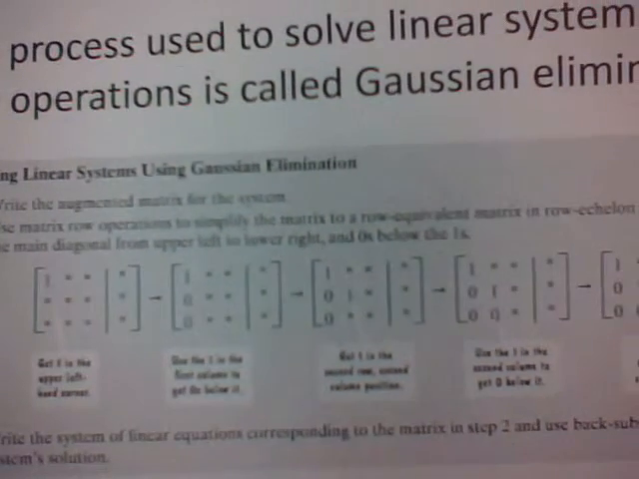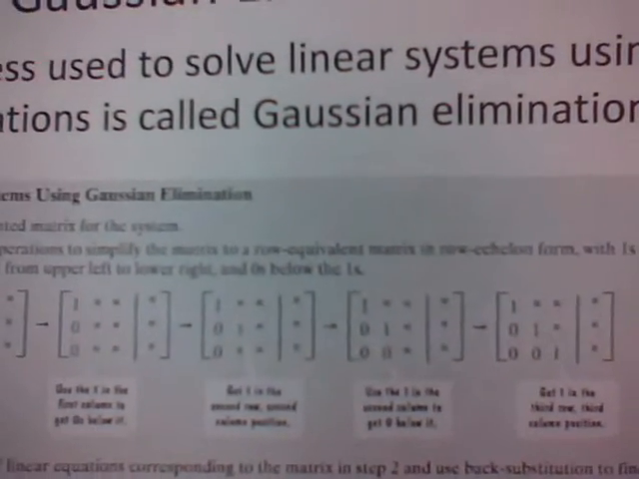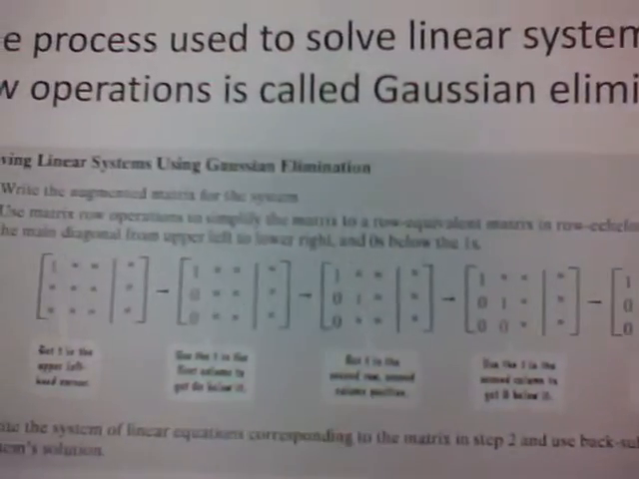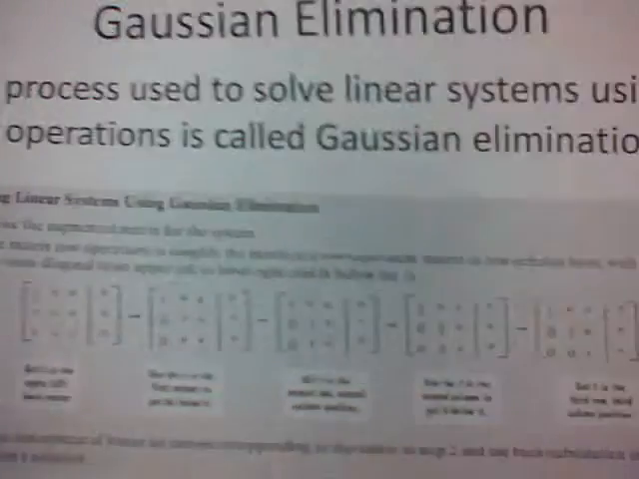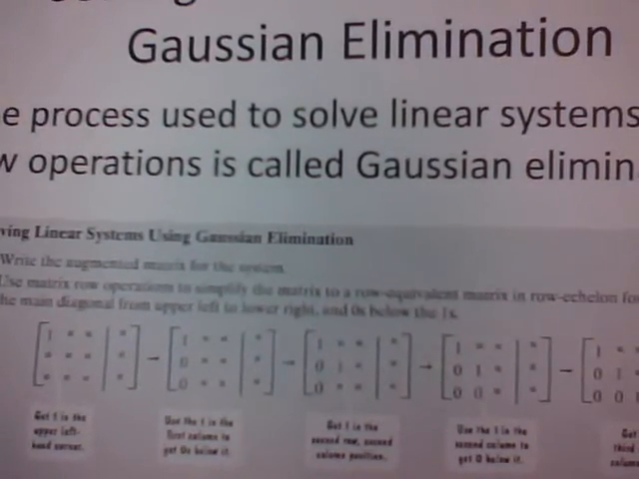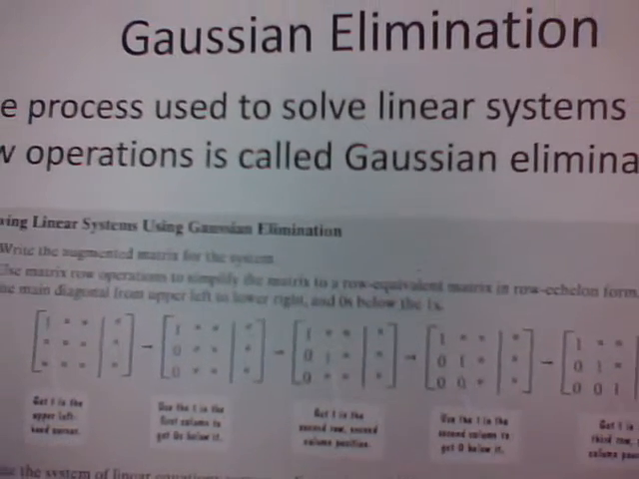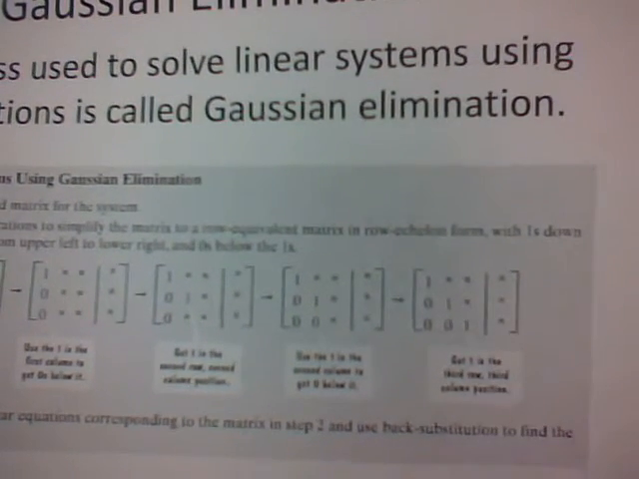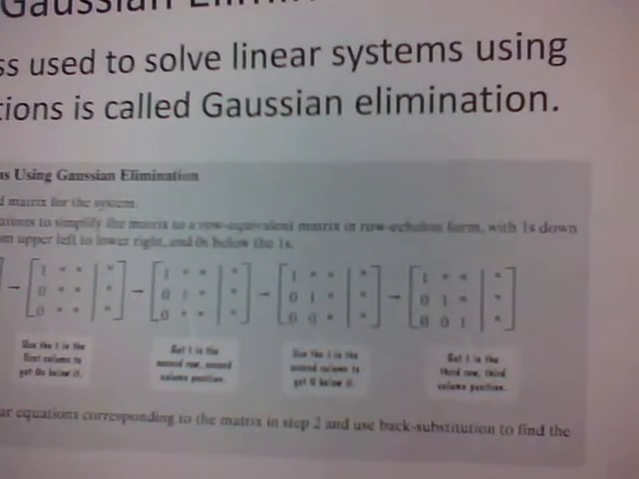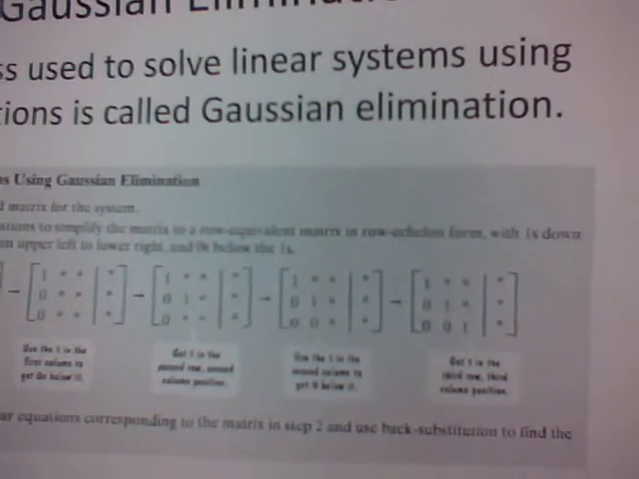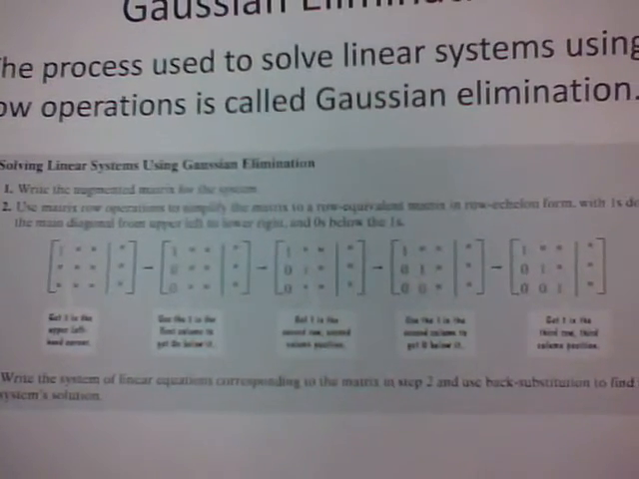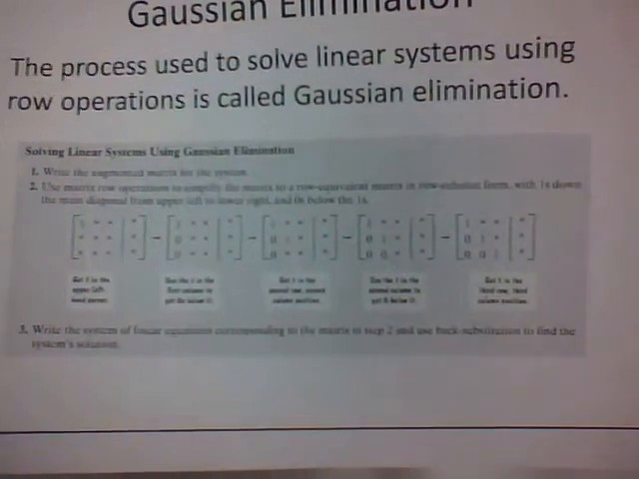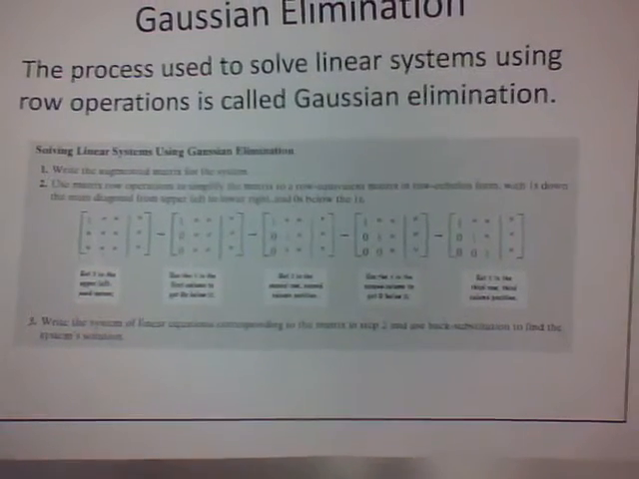Then you use your matrix row operations to simplify the matrix to a row equivalent matrix in row echelon form, which is where you have ones down the main diagonal from the upper left to the lower right and zeros below the ones, which is what we just got through talking about here, because this is the end result that you want. Ones down the main diagonal and zeros that are underneath it. And then this is where you'll use back substitution to find the solution to that system of linear equations.